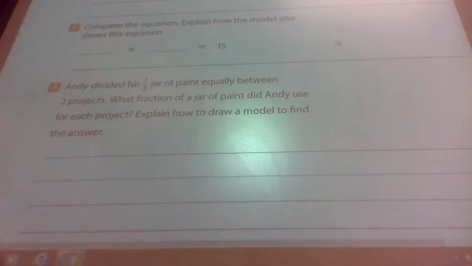That's 15. All right. Andy divided his 1/3 jar of paint equally between 2 projects. What fraction of a jar of paint did Andy use for each project? Explain how to draw a model to find the answer. So what would you have to do first? Draw 1/3. Okay. So we're gonna draw 1/3.